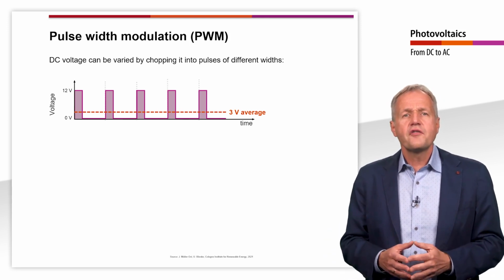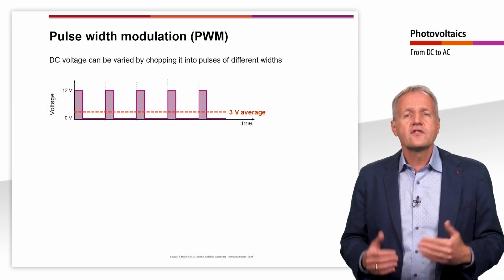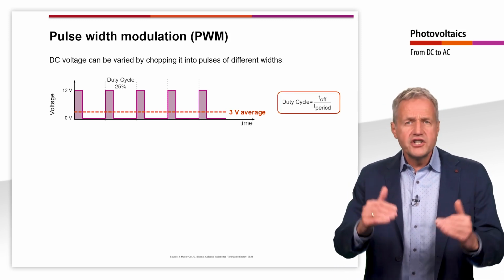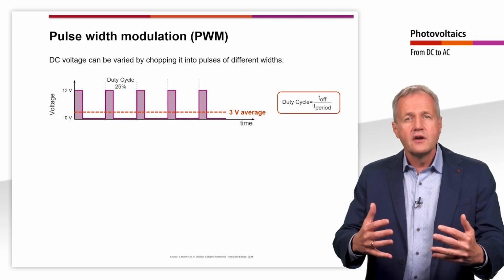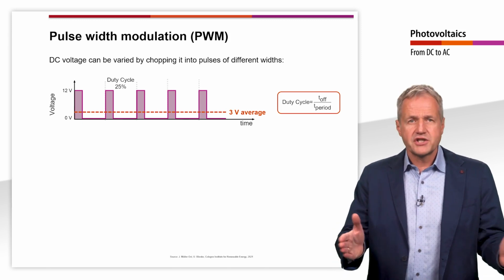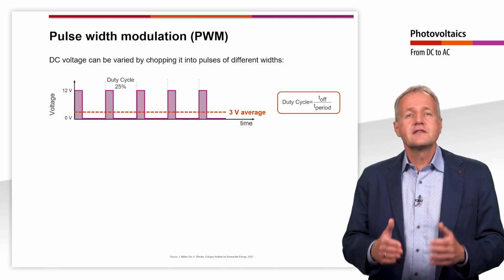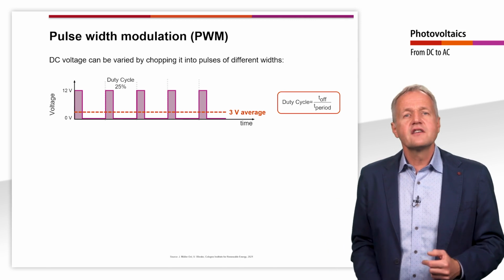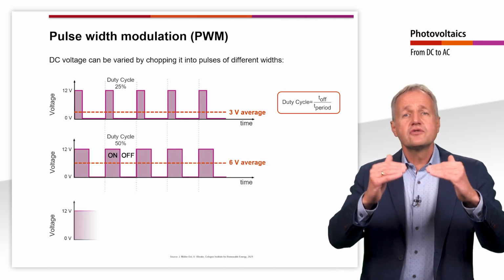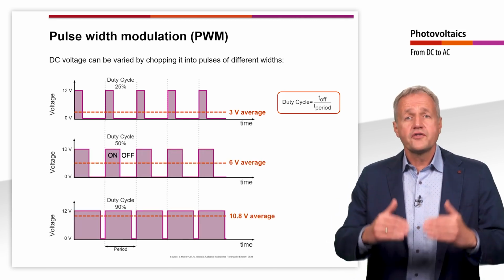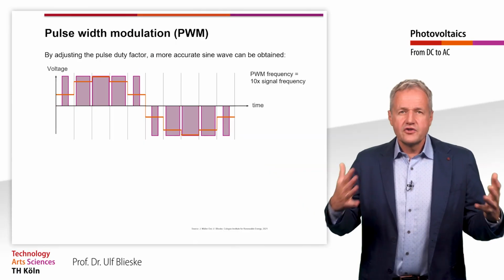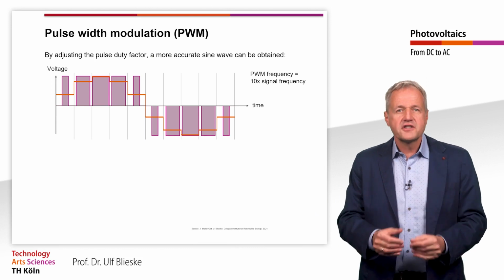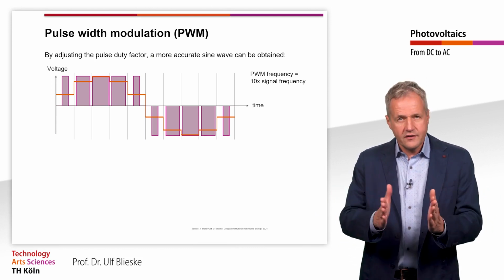The amplitude of the output signal depends on the so-called duty cycle. The duty cycle is the ratio of switch on time to the period duration. In the case shown, the duty cycle is 25%. If the duty cycle is increased, the amplitude of the output signal also increases. The trick with pulse width modulation is to chop up the DC voltage into pulses of different widths.